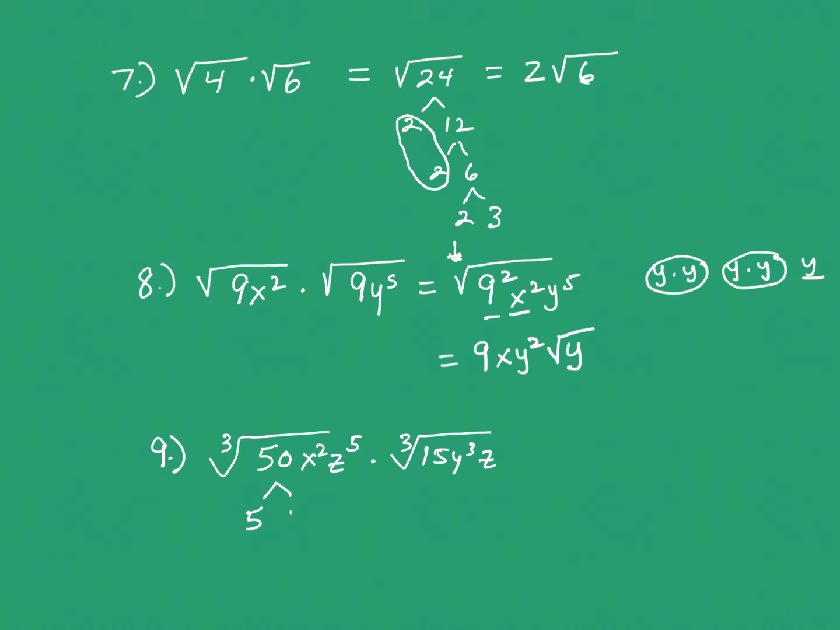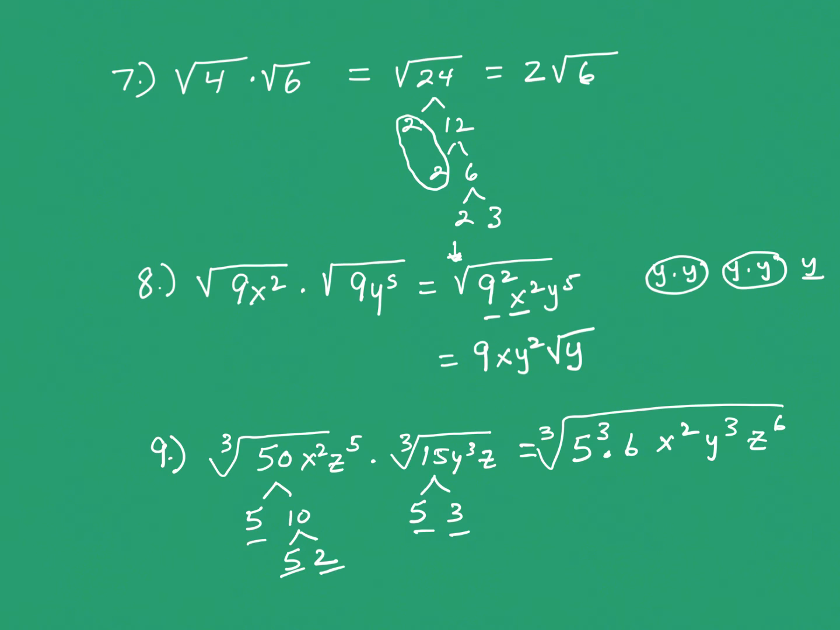50 is 5 times 10. 10 is 5 times 2. 15 is 5 times 3. So you notice we have three 5s here. So that's 5 to the 3rd power times 2 times 3, which is 6. And we have x squared, y to the 3rd power, and z to the 6th power. And we're trying to find the cube root.